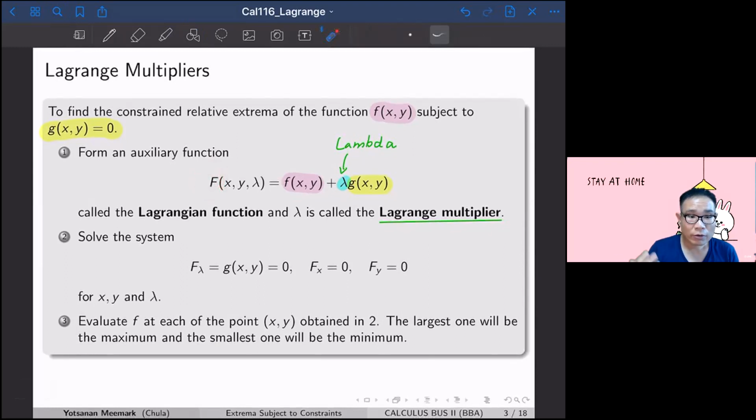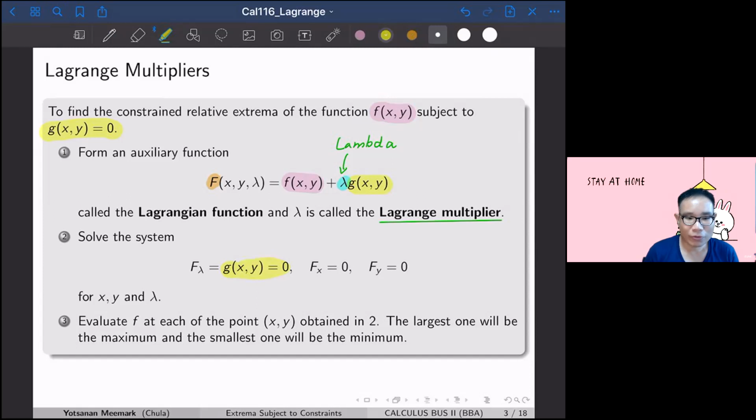And you're gonna find the derivative with respect to lambda, with respect to x, and with respect to y for the capital F. Let me emphasize this one a little bit. When you differentiate this new function, capital F, with respect to lambda, you're gonna get g, and you're gonna solve the system F_lambda equal to 0, F_x equal to 0, and F_y equal to 0 for x, y, and lambda.